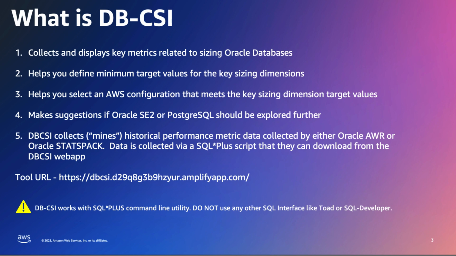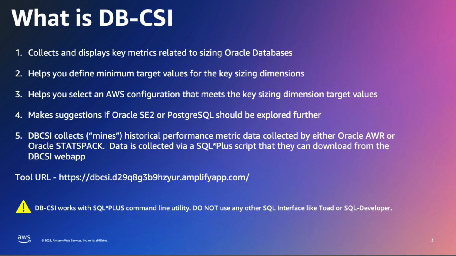DBCSI also gives you a way to collect and then display the key performance metrics related to sizing of an Oracle database. Then it uses those key metrics which are collected and helps you to define the target values. Once we know the target values, it can help you to pick the AWS configuration that can meet those target needs. DBCSI also does a few extra things, like suggesting whether this particular database is a great candidate for Standard Edition 2 or perhaps converting this particular database to Postgres.